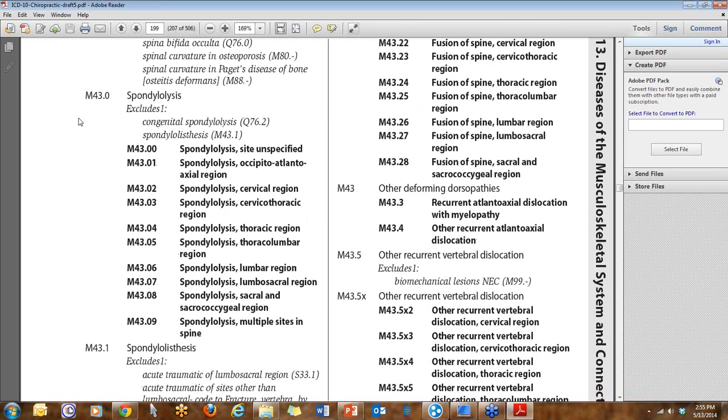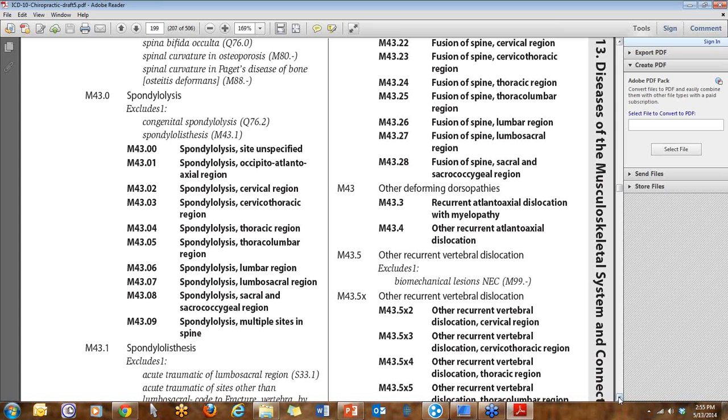Let's say right here, you get to M43.0, spondylolysis, and you have your excludes 1 right here. So it says, okay, if you're going to use these codes here, you cannot use congenital spondylolysis, the Q76.2, and you cannot use spondylolisthesis, M43.1, with these. And you see how detailed we get in here now? So we have spondylolysis, cervical region, cervicothoracic.